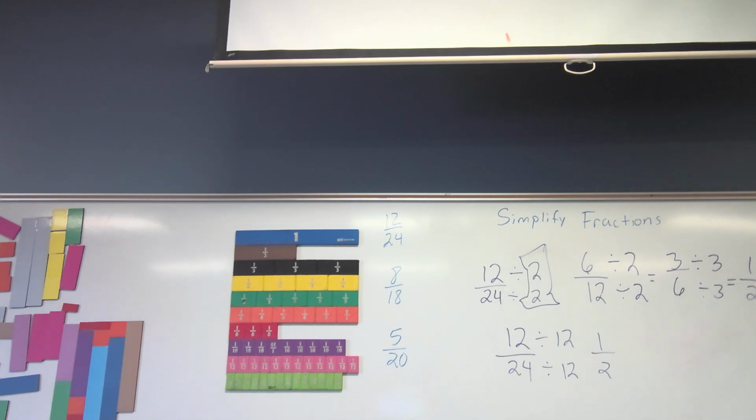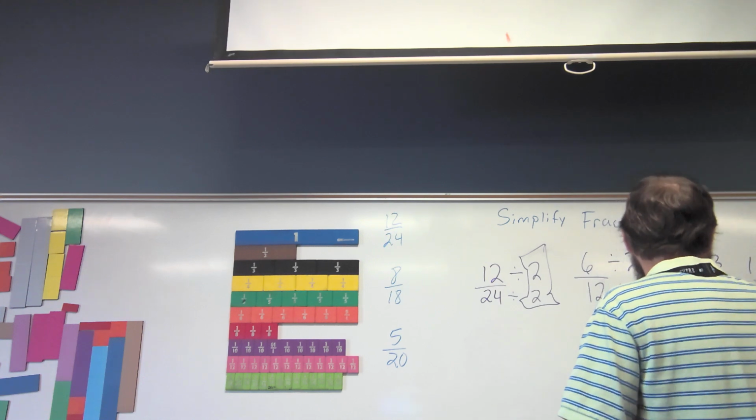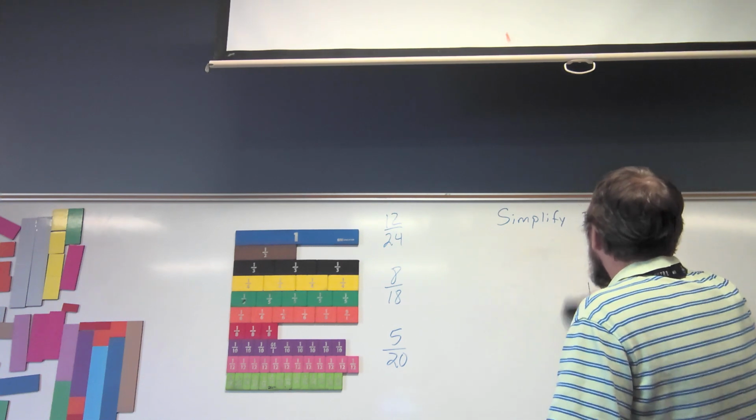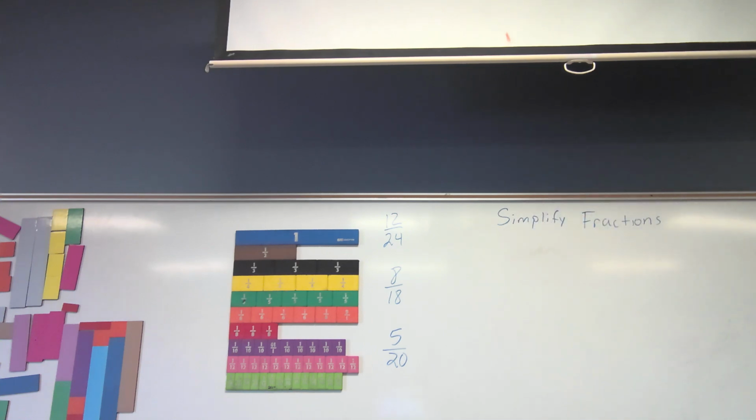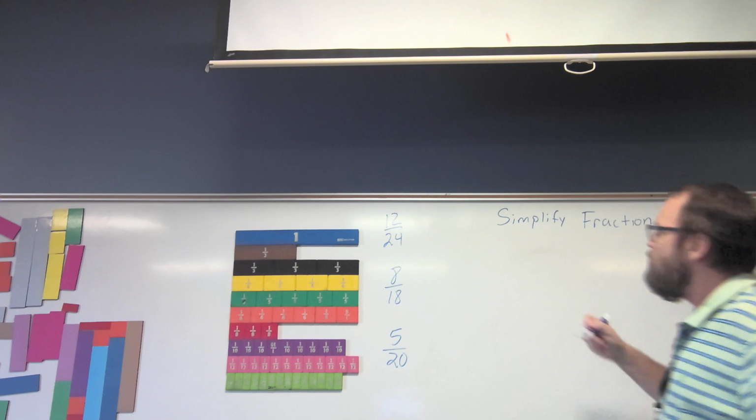Pretty easy, but if you had an answer to a problem that said 12/24 and you left it as 12/24, there are some teachers, like the one you have now, that would probably mark it wrong just because they can be mean. And we always want our answers in simplest form. The fewer pieces, the better.